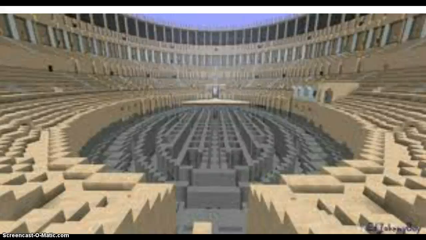There were lifts underground that were operated by ropes and pulleys and led directly to the arena floor through a series of trap doors.